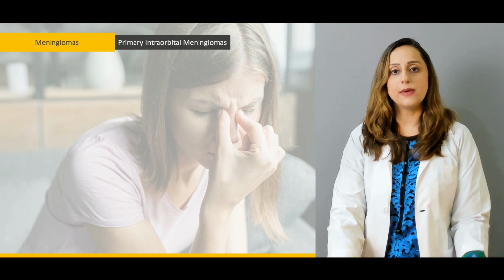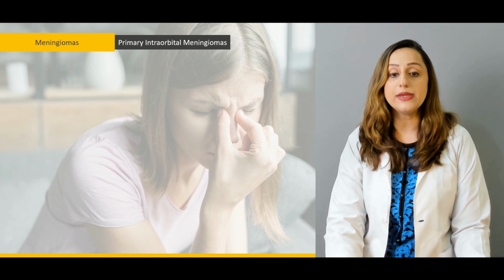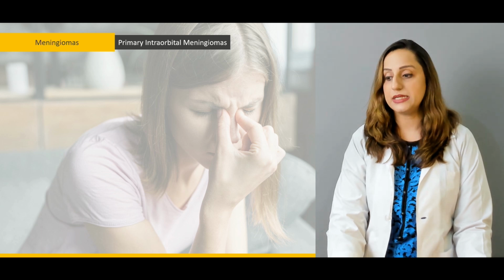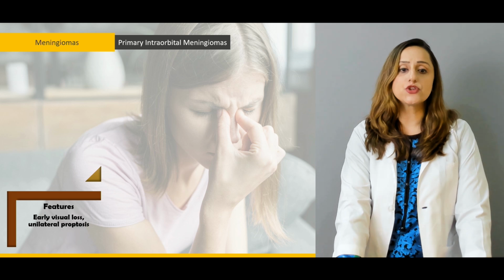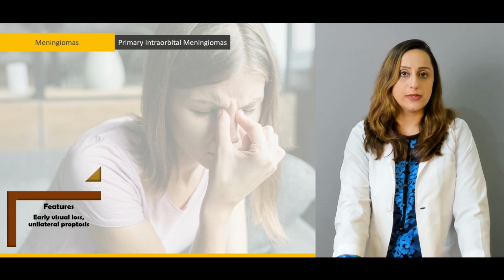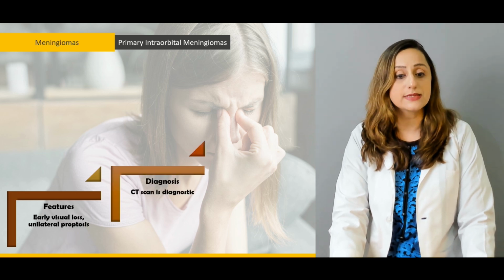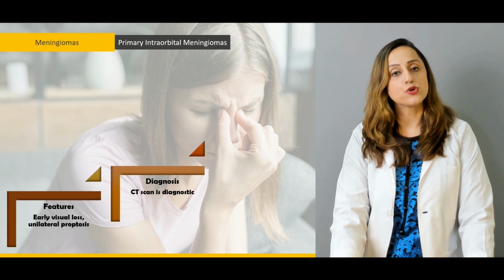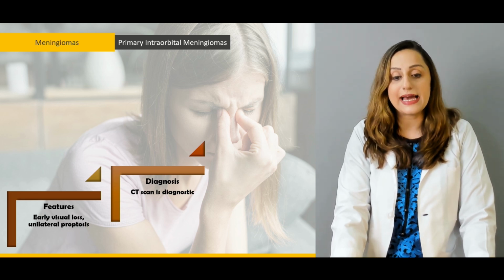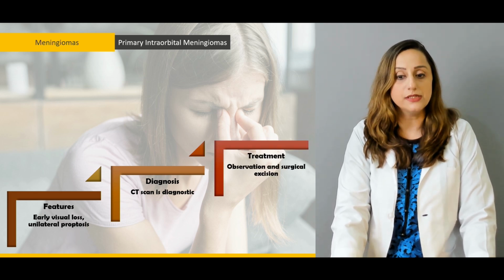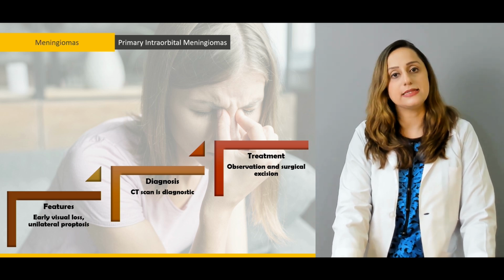The meningiomas can be one of the variants of the neural tumors over here. We have the primary intraorbital meningiomas. The features of the primary intraorbital meningiomas would consist of early visual loss and unilateral proptosis. The diagnosis would only be made when you perform the radiological imaging. For example, the CT scans are quite diagnostic over here. And the treatment would consist of observation and surgical excision.